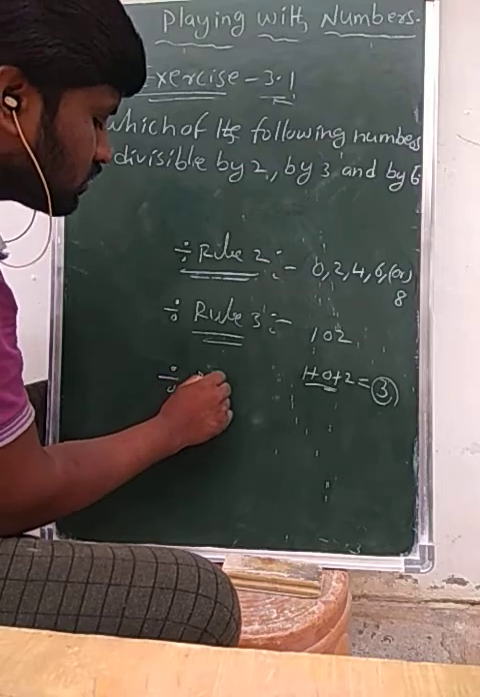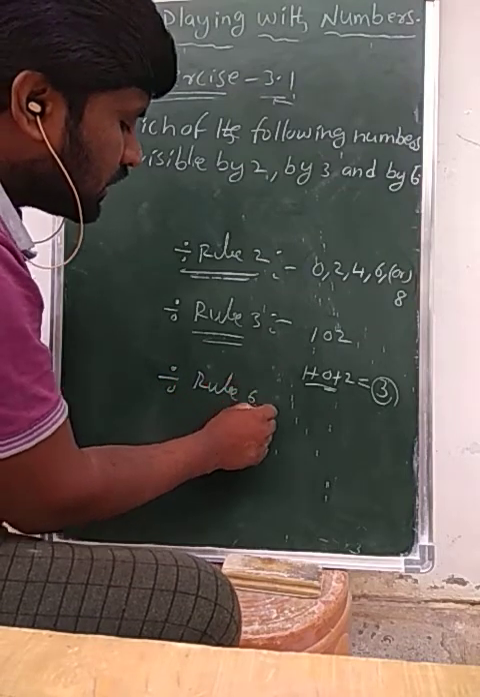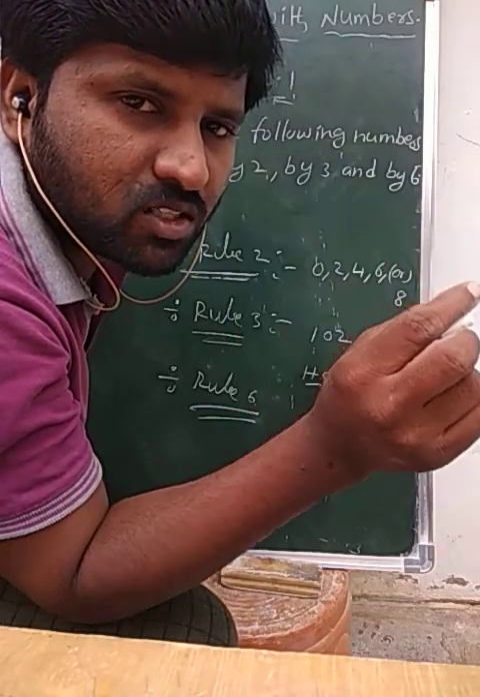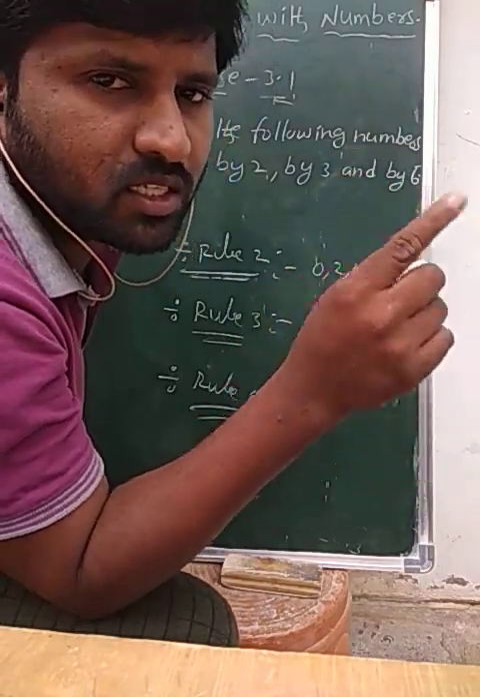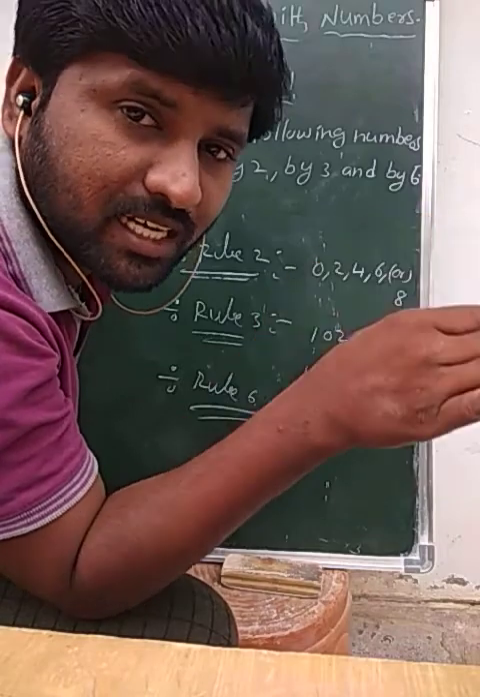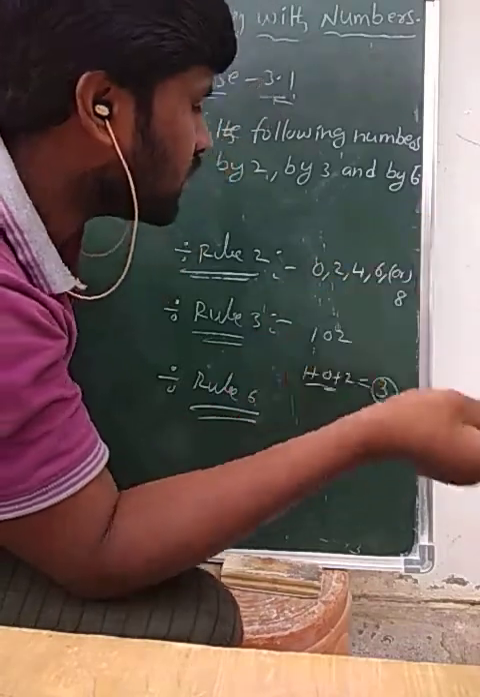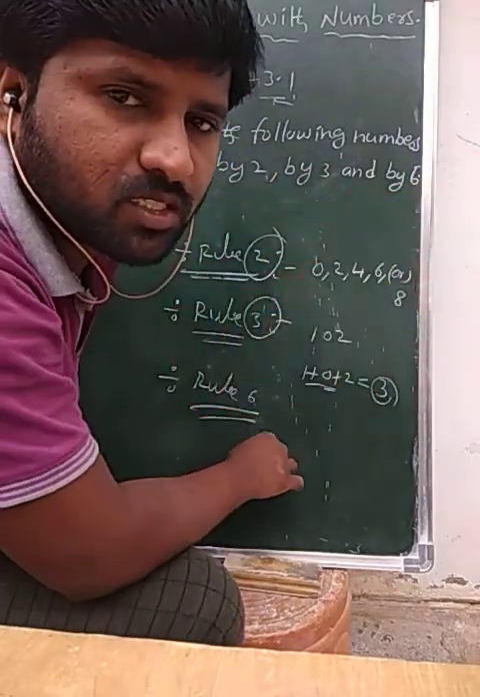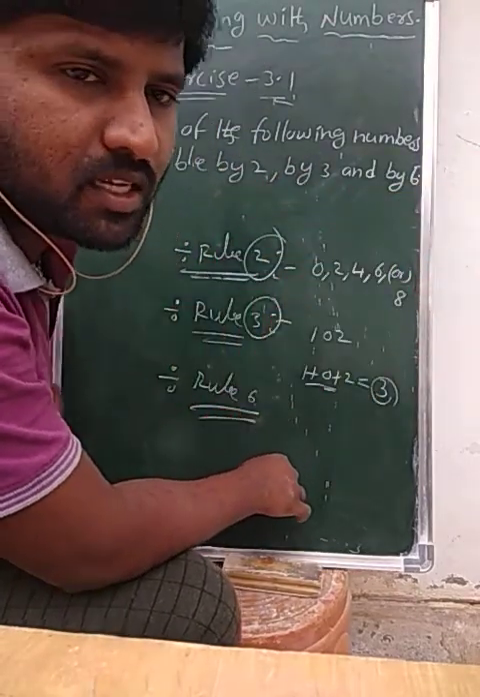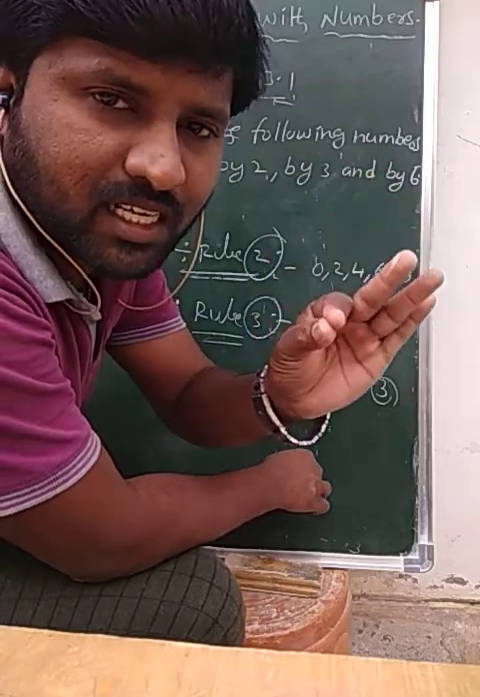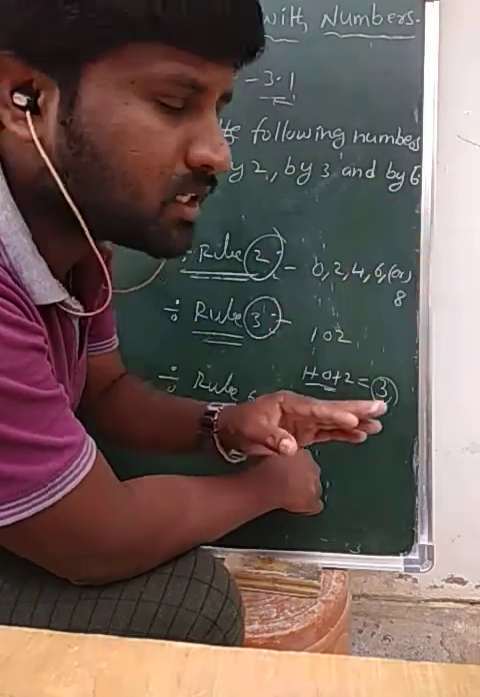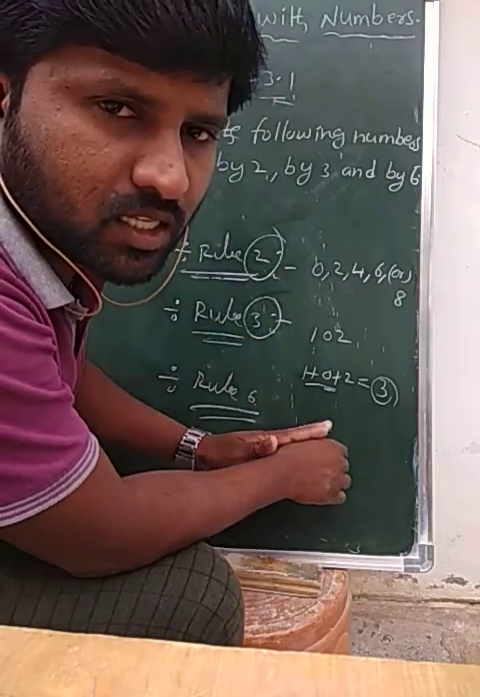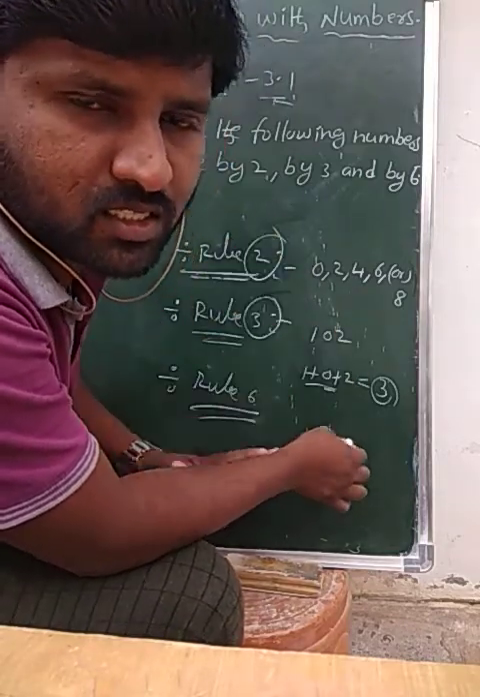Divisibility rule 6. A number which is exactly divisible by both 2 and 3 should be divisible by 6. Is it clear? A number which is exactly divisible by both 2 and 3. It should be divisible by 2 and as well as by 3. Then it is automatically divisible by 6.